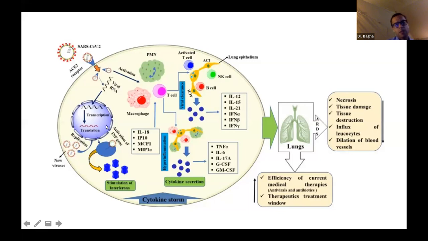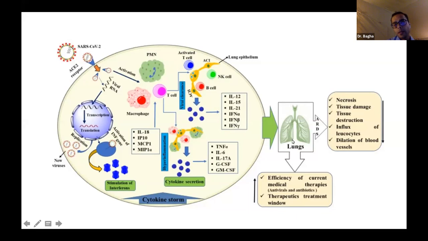Subsequently, it also leads to increased release of your interferon transcription. And subsequently, you tend to get this release of your interleukin-6, interleukin-1, tumor necrosis factor alpha, your G-CSF and GM-CSF. And there's an increased cytokine secretion leading to the cytokine storm.